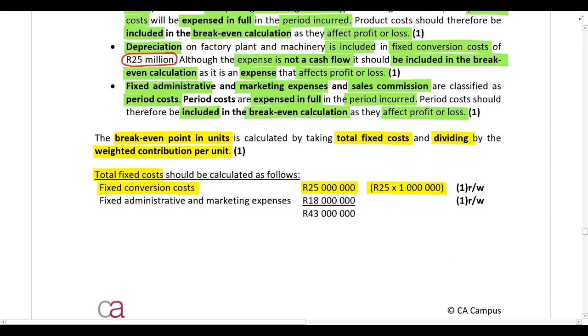The depreciation on factory plant and machinery is included in the fixed conversion cost of 25 million. That's where the 25 million is coming from. All right, so included over there we have depreciation on factory plant and machinery. We are not going to exclude it, because the depreciation should be taken into account in the break-even point calculation.